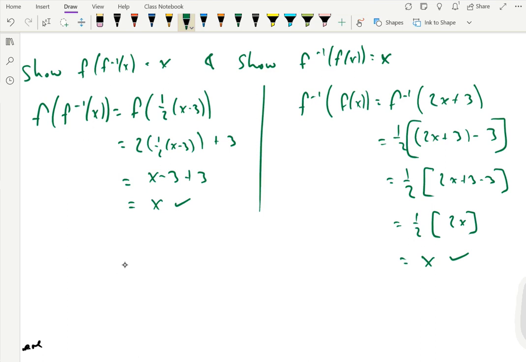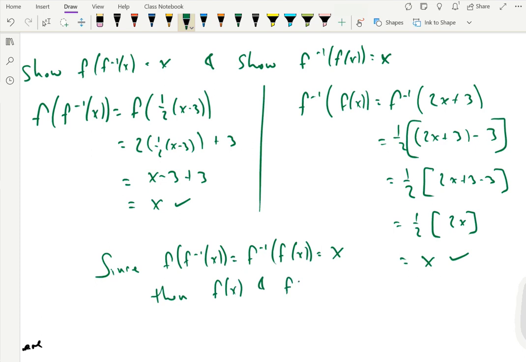So that means, since f of f inverse of x is the same as f inverse of f of x, which is x, then we can say f of x and f inverse of x are inverses. So it's kind of odd here that we're saying show that f and f inverse are actually inverses, because we're calling it the inverse. So we're verifying this and we're saying, okay, is this truly an inverse or not? So that's what we're showing.